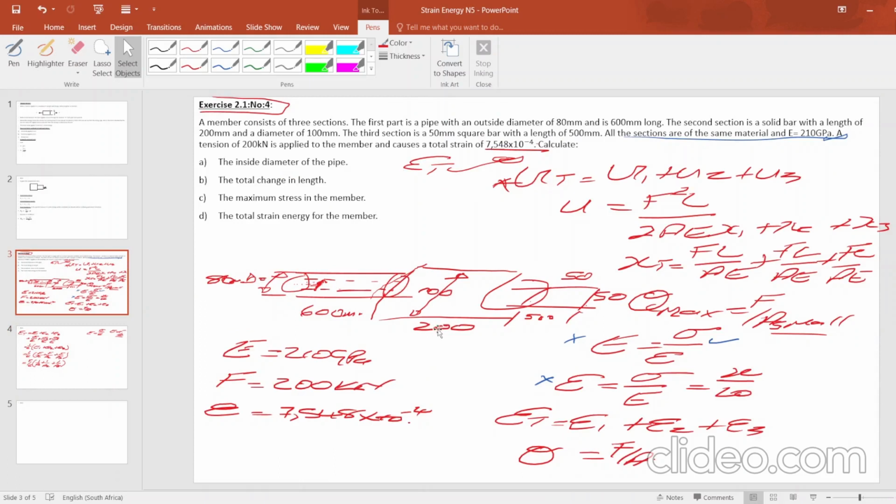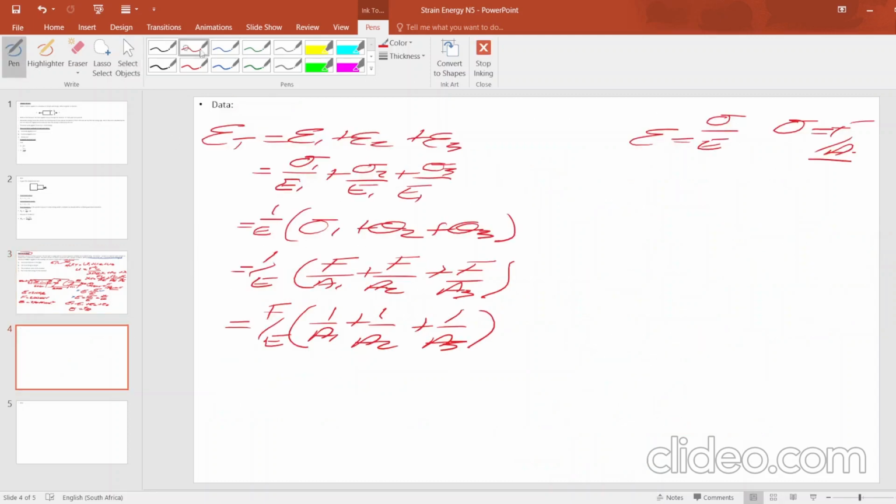We are given the diameter and the length, and we can calculate as well the area of the third section. We are given the square there. They said it is 50 by 50. There it is. And the third section is a 50 mm square bar with the length of 500. Now, let's go ahead and calculate the areas there.